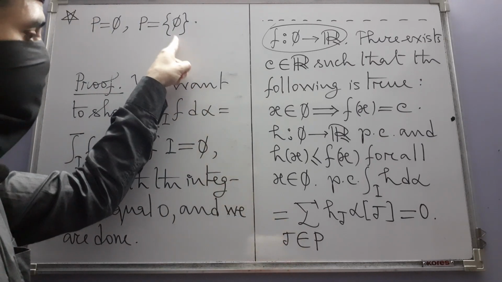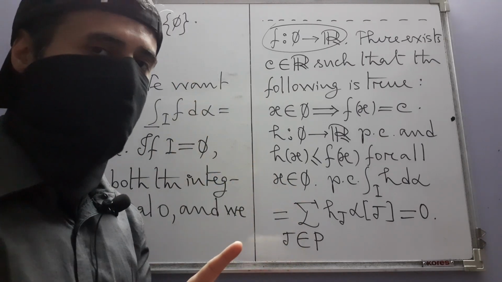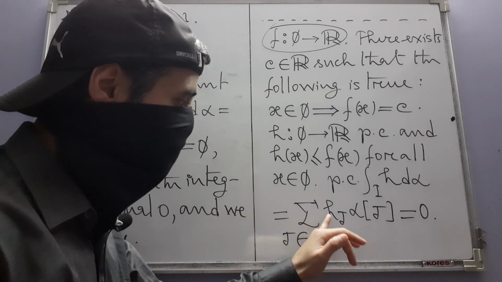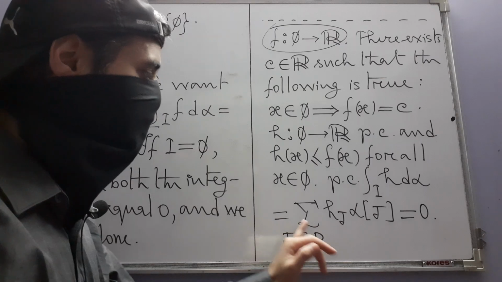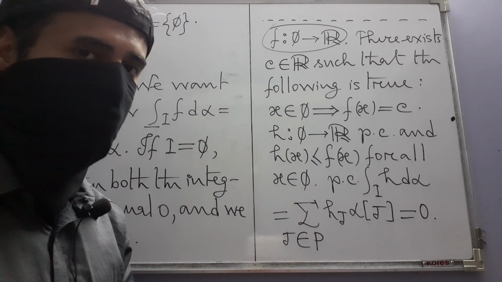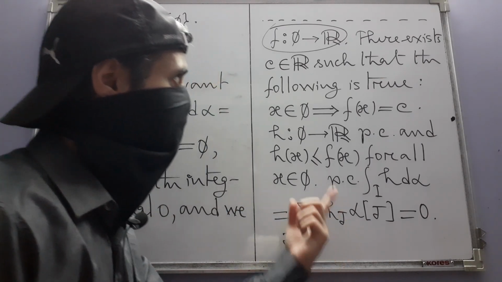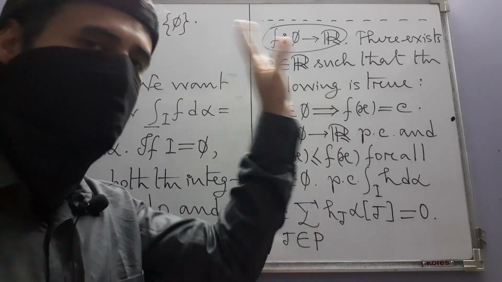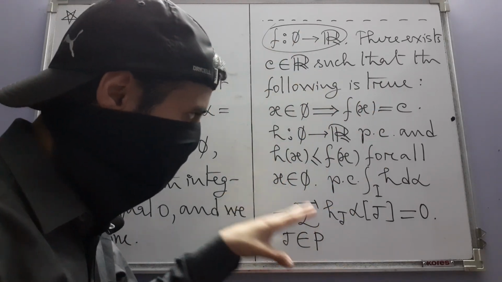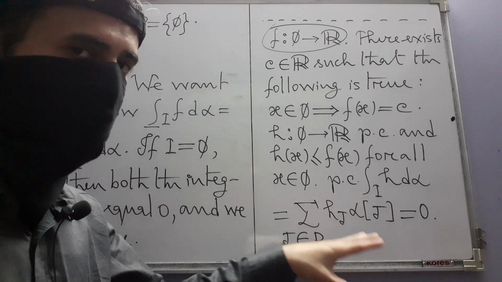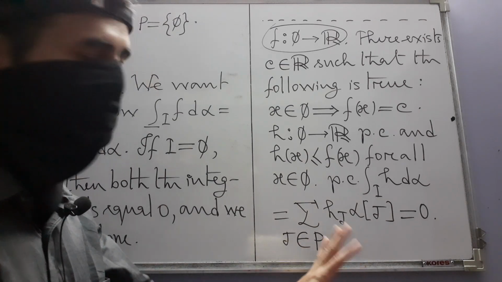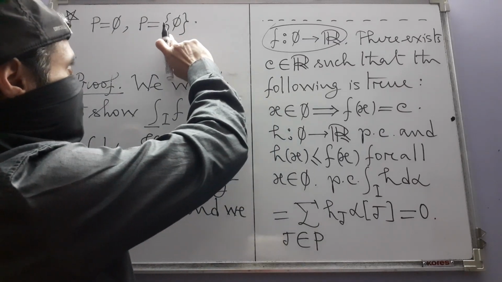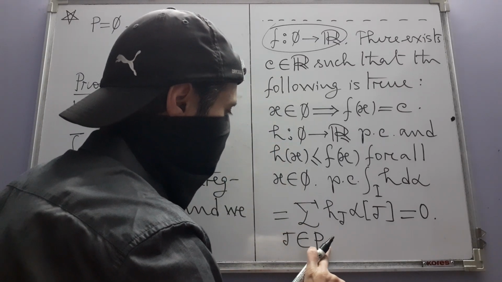However, if P is this singleton set, then there is a term in this sum. The sum is not empty, but the only term corresponds to J equal to the empty set. Do not confuse this sum with that upper Riemann-Stieltjes sum where we need J to be non-empty. That is something else. This is the PC integral definition, so here J just varies over P. J can be empty. So in this second case, J is just the empty set.